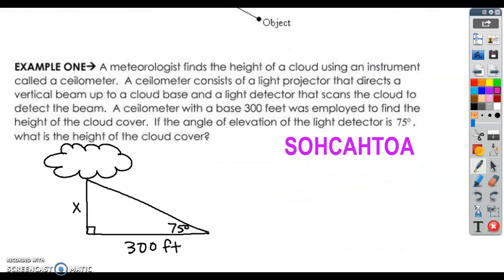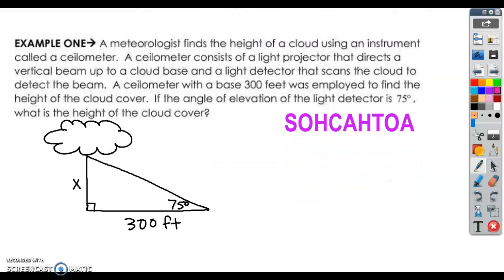So let's take a look at this first example. A meteorologist, I actually had to ask Mr. Wagner about this problem just so I could understand what a ceilometer is, and he explained it to me. It was really interesting. A meteorologist finds the height of a cloud using an instrument called a ceilometer. A ceilometer consists of a light projector that directs a vertical beam up to a cloud base and a light detector that scans the cloud to detect the beam.